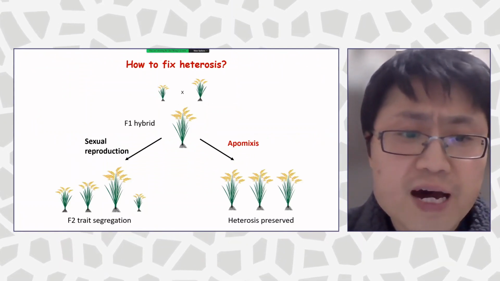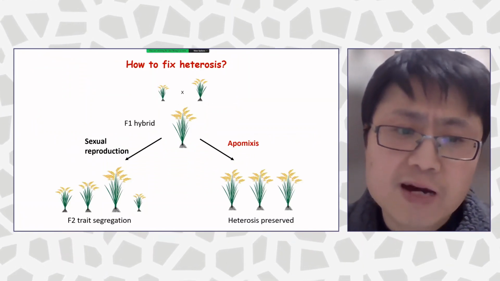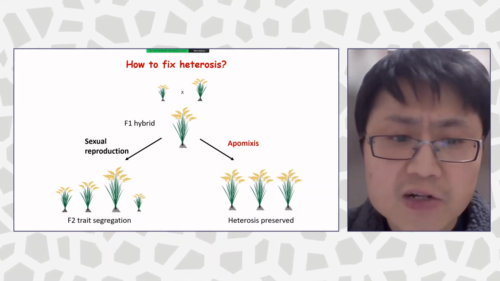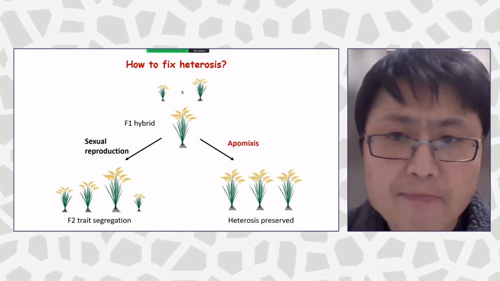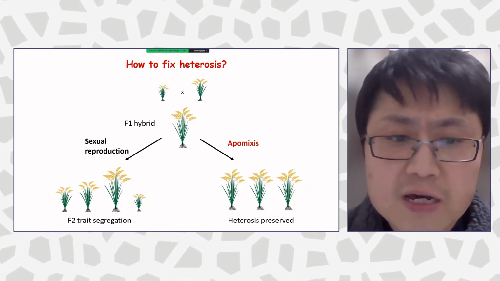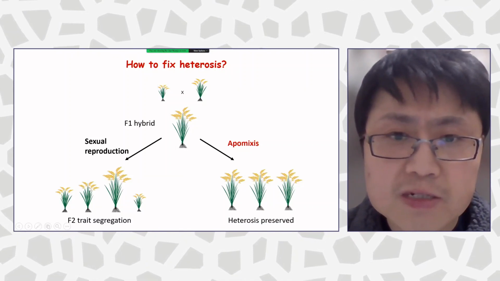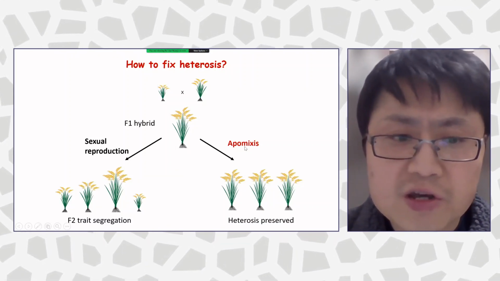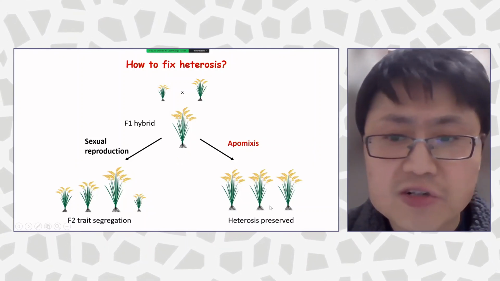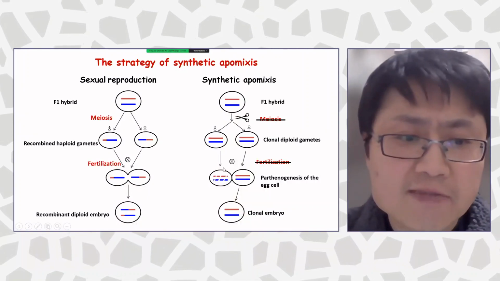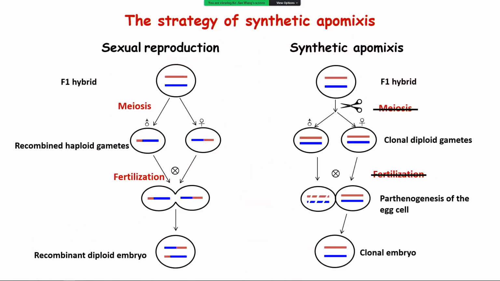To simplify and maximize the application of heterosis, it has long been proposed to fix heterosis by introduction of apomixis in rice. If apomixis occurs, the hybrid plants will produce clonal seeds, so the heterosis will be preserved in each generation. Despite several decades of exploration, apomictic rice has not been found in nature.